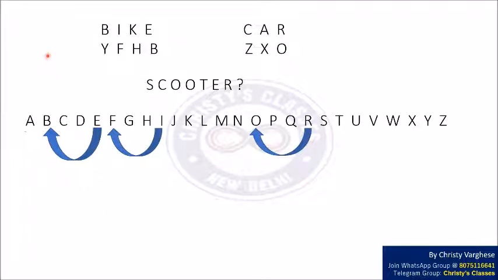So, I have given here some of the details given in our question. Bike is coded as YFHB. Car is coded as ZXO. Some of them I have indicated below. Here we can see that E goes to B, I goes to F, and R goes to O. So, there we can observe a common pattern. That is, each letter is coded by a letter which is 3 steps backwards. That is, E is coded to B, which is 3 steps backwards. I is coded to F, which is also 3 steps backwards. R is coded to O, which is 3 steps backwards.